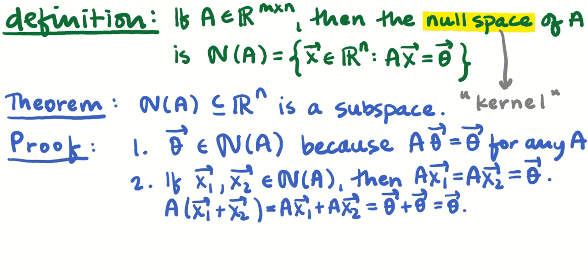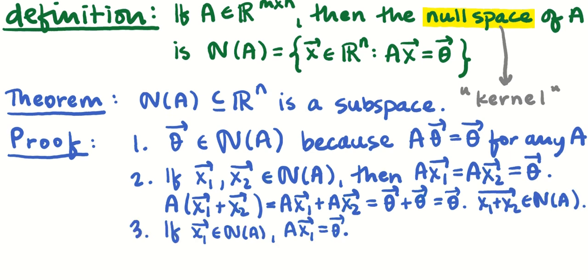Second, I need to check that the null space is closed under addition. Okay, so if I have 2 vectors that are in the null space, then if I take them and I multiply them on the right of A, I'm going to get 0 for both of them, right? But I also know about the distributive property, right? The distributive property holds for matrix multiplication. So if I take A and I multiply it on the left of x1 plus x2, I'm going to get Ax1 plus Ax2. I know those are zeros. 0 plus 0 is still 0. Okay? This means that x1 plus x2 is in the null space.